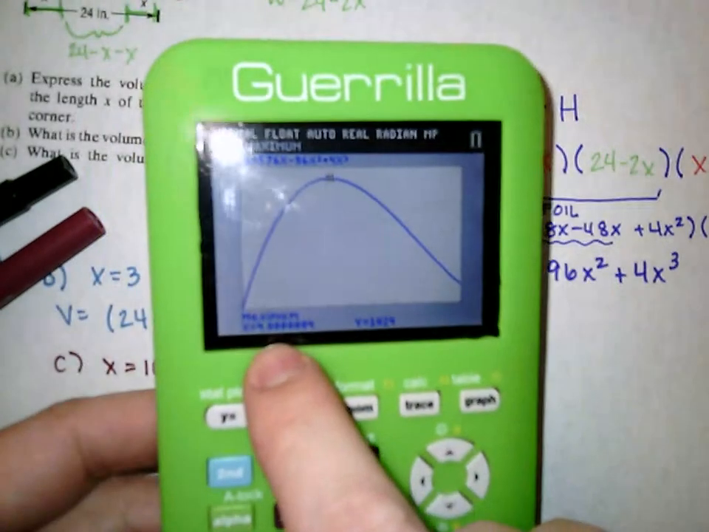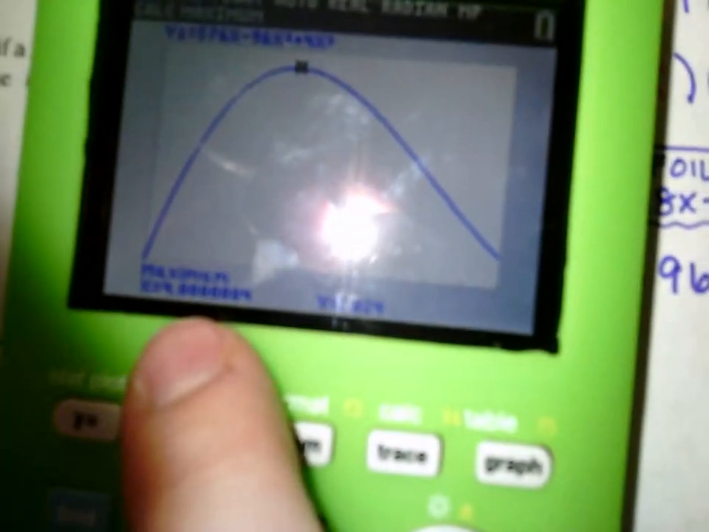It says 4.00004, so that's going to round to 4.